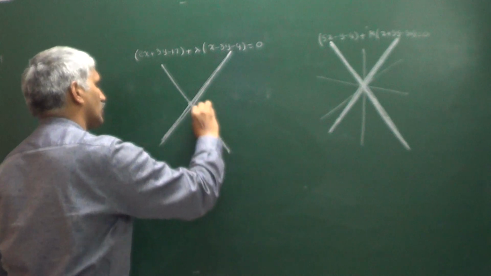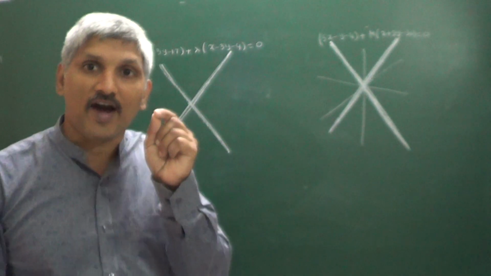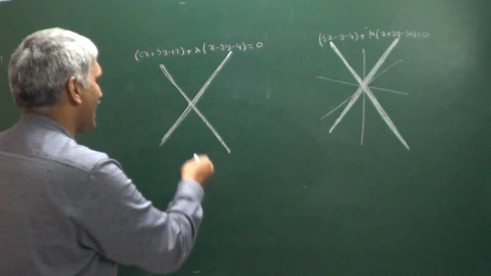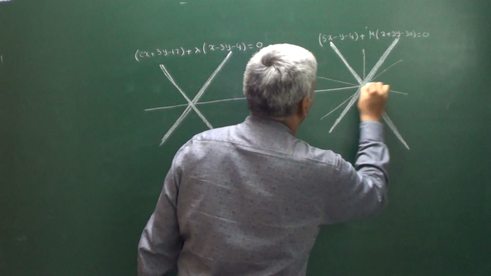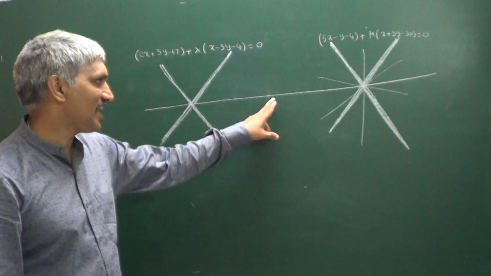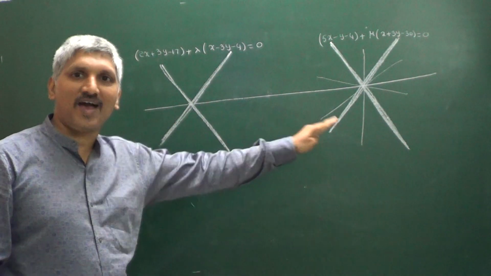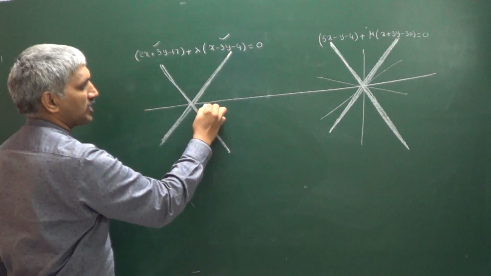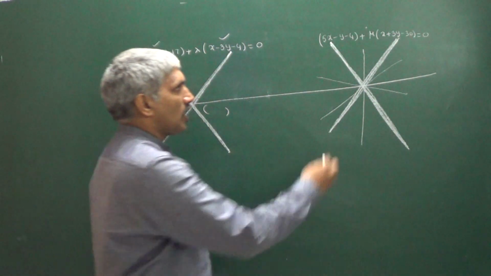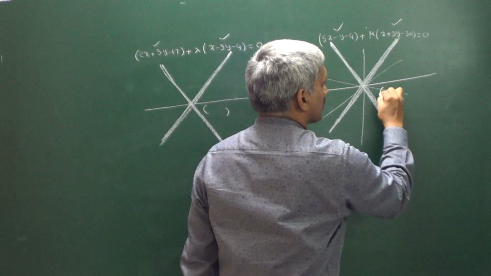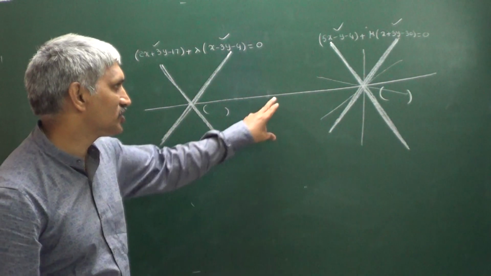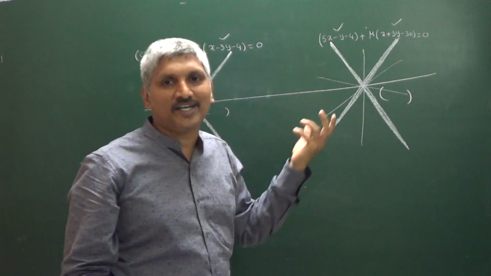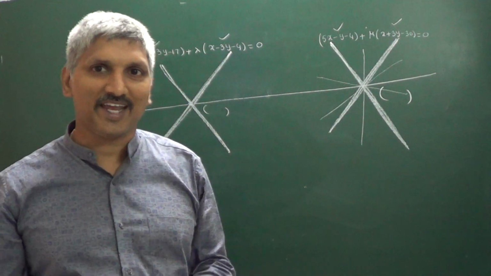But what is being asked in the question? The question is asking to find a line common to both the families. That line belongs to both families. How to find that line? Solve these two equations and you will get the point of intersection. Now, is this line passing through these two points or not? If you know two points, we can find the equation of a line.